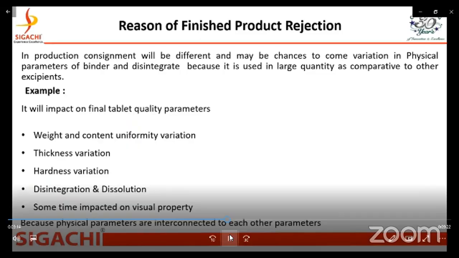Reason of finished product rejection. Rejection is possible if you do not get the same parameter. It affects the weight and content uniformity variation, thickness variation, hardness variation, disintegration and dissolution, sometimes inspected on visual property.